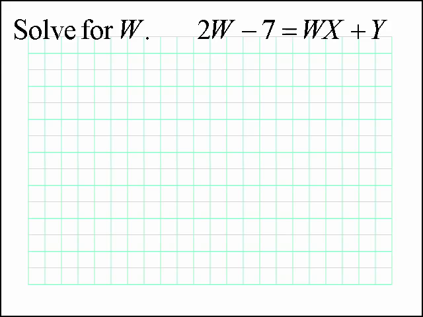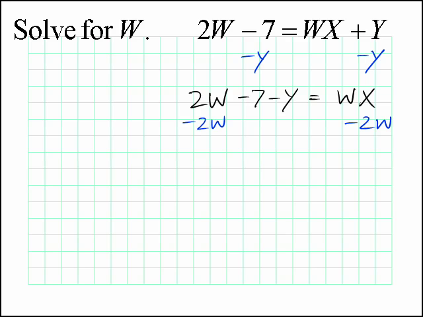Let's say I had subtracted y from both sides first. 2w minus 7 minus y equals wx. Now I still need to move all the w's to one side of the equation, but now I'm going to move them all to the right side. So I'm going to subtract 2w from both sides. This gives me negative 7 minus y equals wx minus 2w.